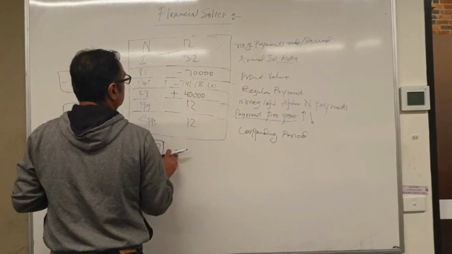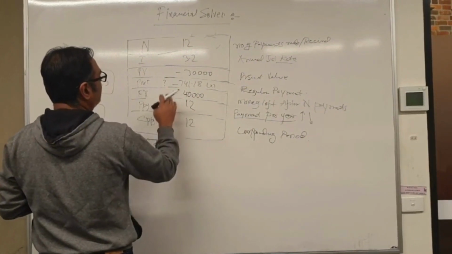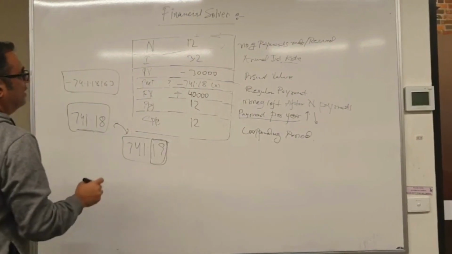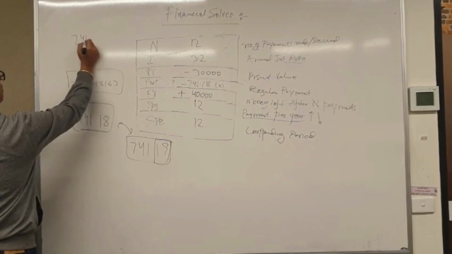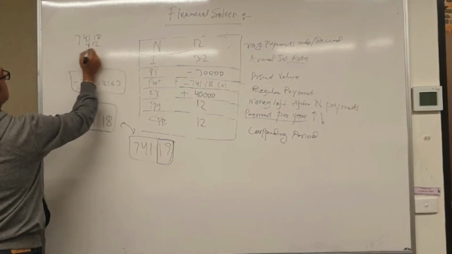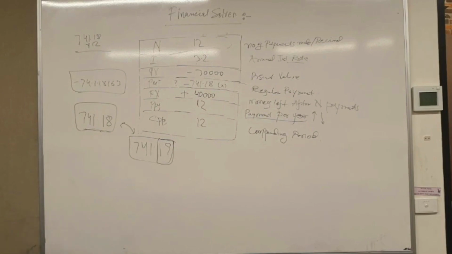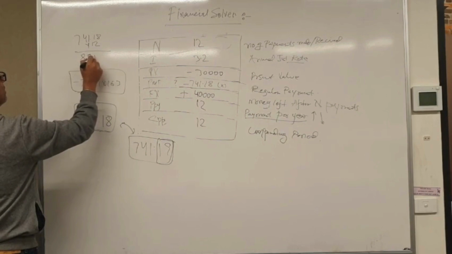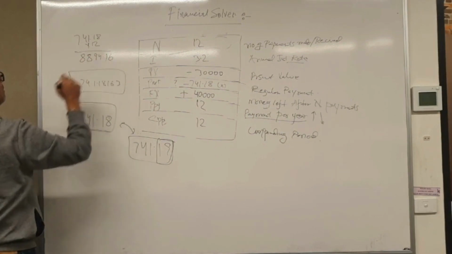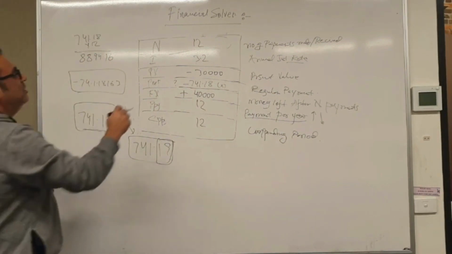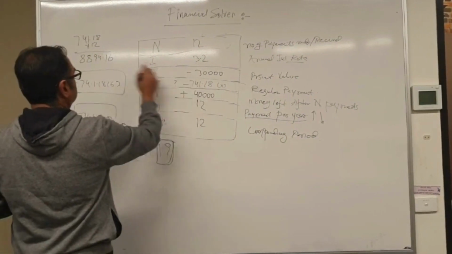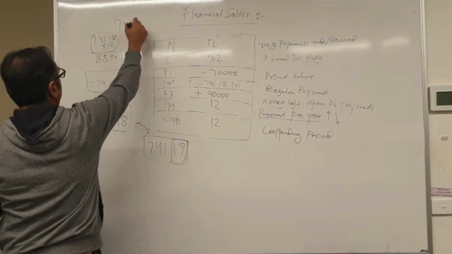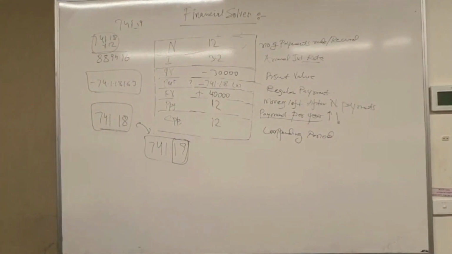Now how do I validate actually? That's the question. How do I validate? So if someone can say 741.18 times 12, can you do that? 8,894.16. And plus you'll earn some interest on top. So probably when you do 741.19, see again, there has to be a way.